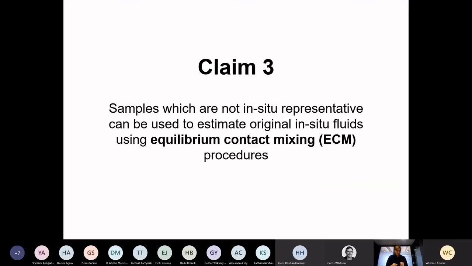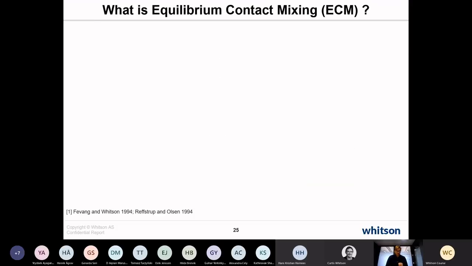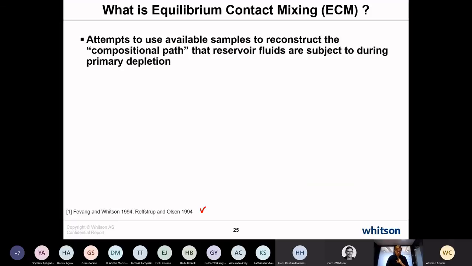The third claim is that samples which are not in situ representative can be used to estimate the original in situ fluid using the ECM methods or procedures. And then the question is, okay, what is actually the equilibrium contact mixing methods? So here we have two references on that, the Pedersen and Whitson paper and the Refstrup and Olsen paper from '94. We'll make sure to attach some reading material on that.